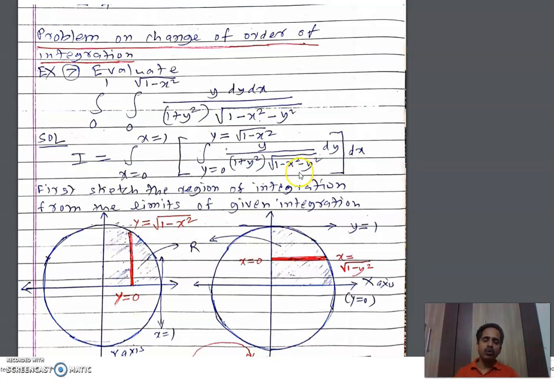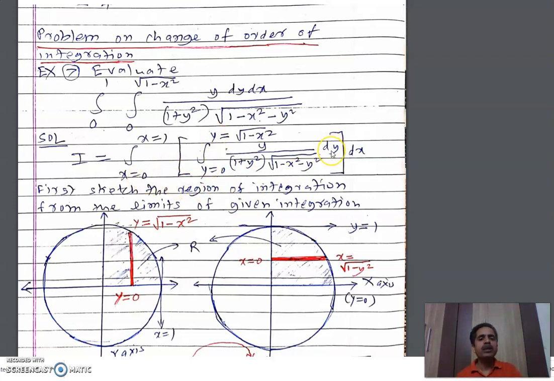So what should you do here? First you have to sketch the region of integration from the limits of the given integration. In the last video we obtained the limits of integration from the region of integration. That means the region of integration was given, and from it we obtained the limits. Now here we have to go back, that is, from the limits we have to obtain the region of integration.